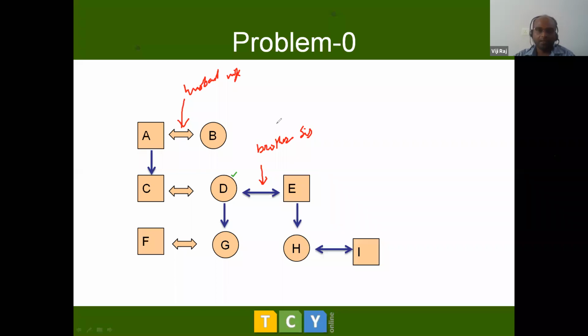Okay. Now, next question. How is D related to F? How is D related to F?